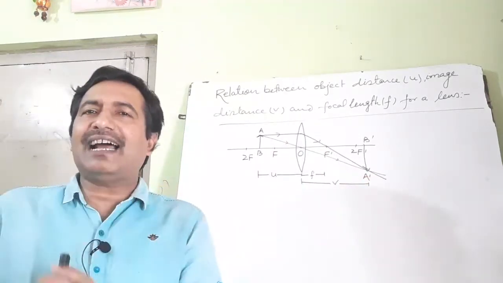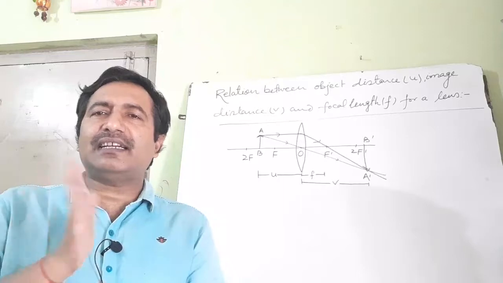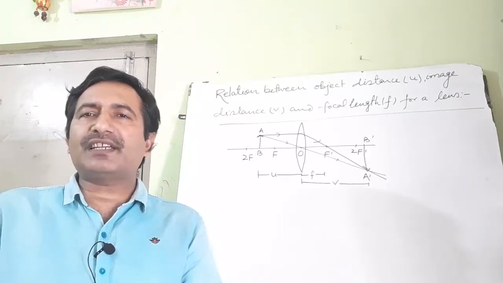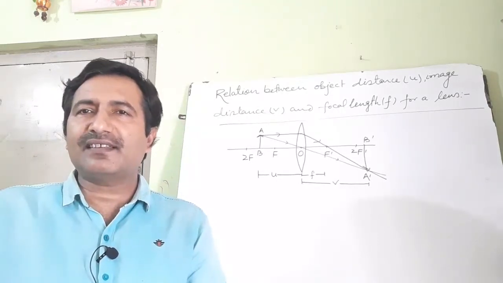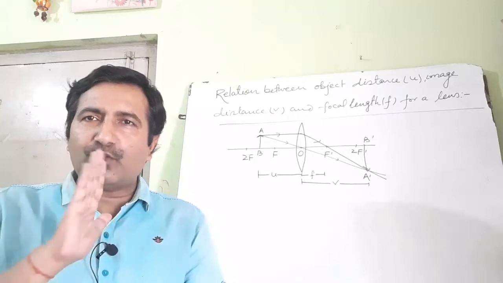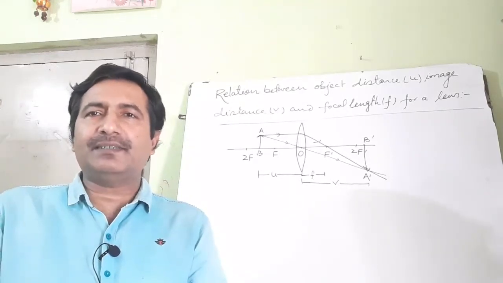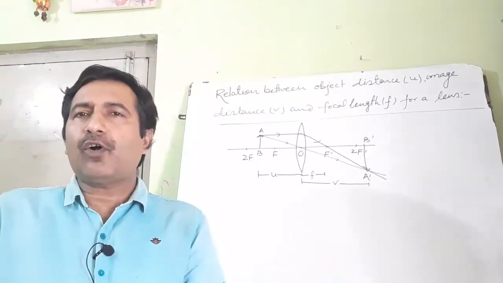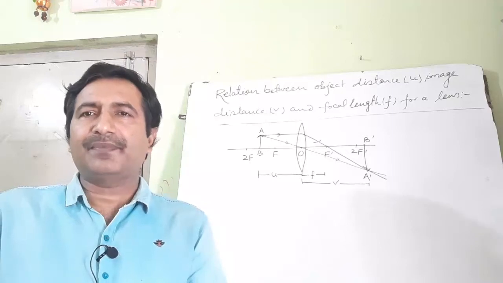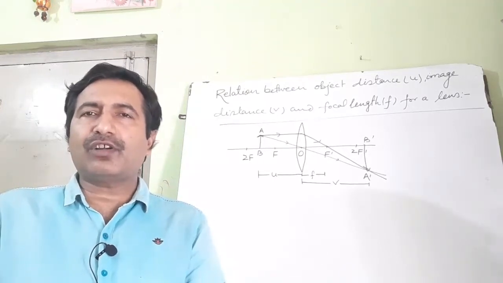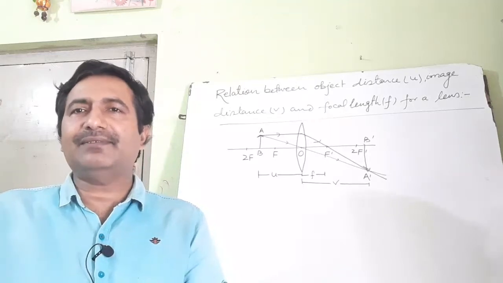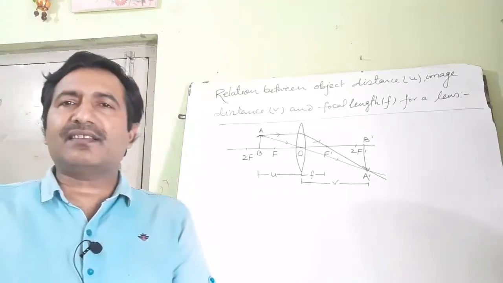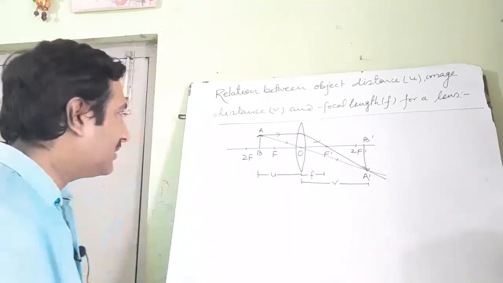So you can remember that if the image is real and inverted, image distance is positive, and if the image is virtual and erect, image distance is negative. You already know that all the images are virtual and erect, and on the side of the object in case of concave lenses, so the image distances for concave lenses are negative. Is it clear? And in case of convex lens, image distance can be positive, can be negative.